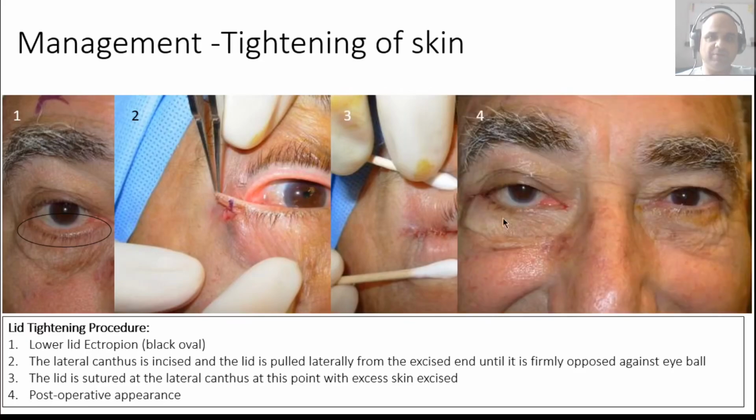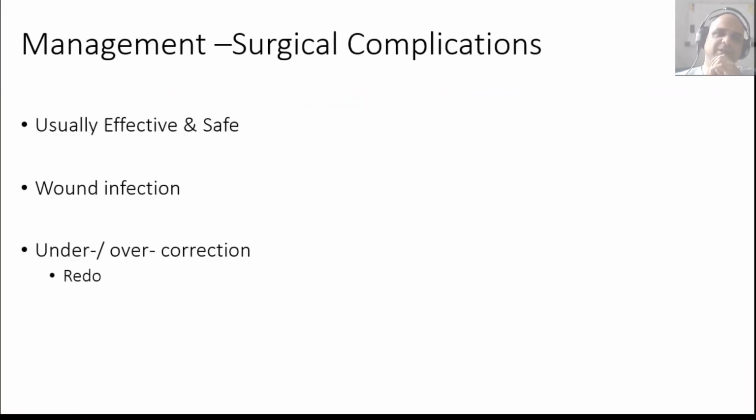And this is the post-operative result. You can see how much better the patient looks. This was basically more to do with cosmetics of an involutional ectropion more than anything else. So the surgery is usually safe. It's usually done by general ophthalmologists, and it is mostly done by oculoplastics or plastic surgeons.